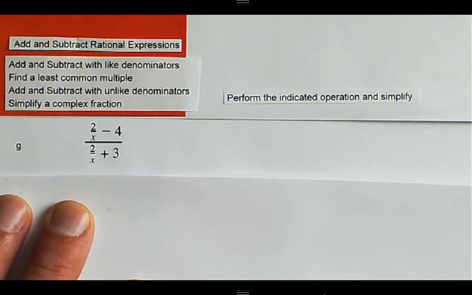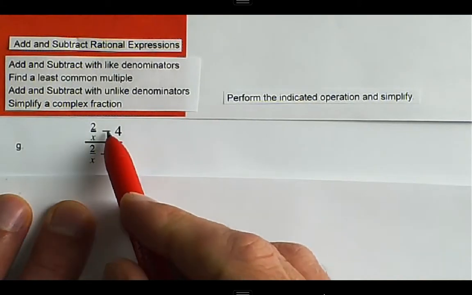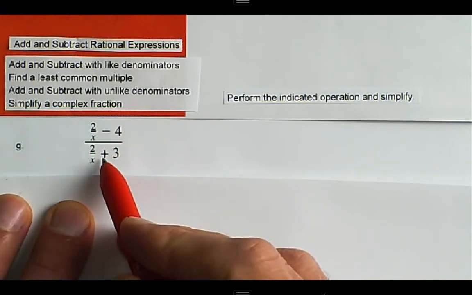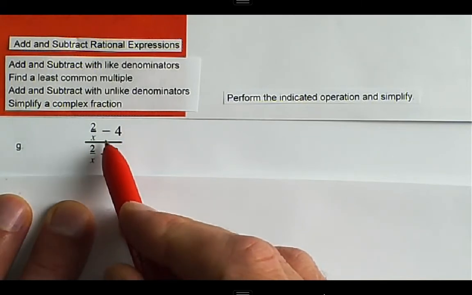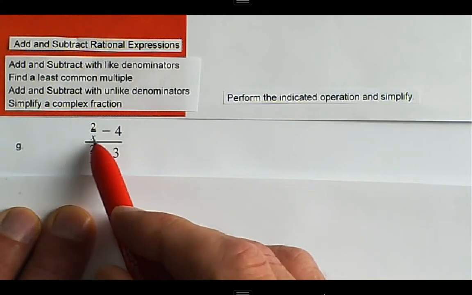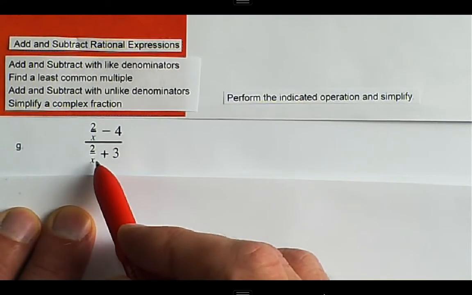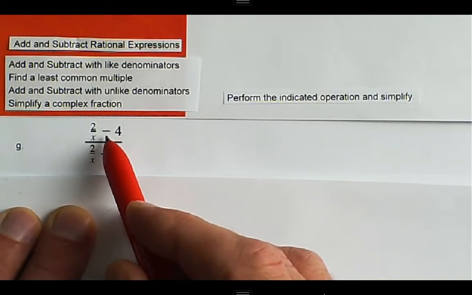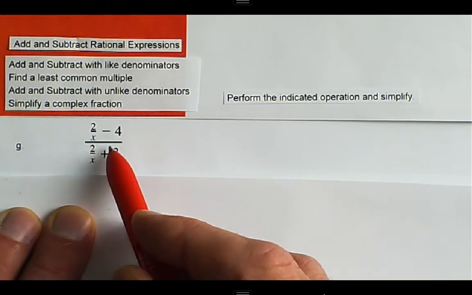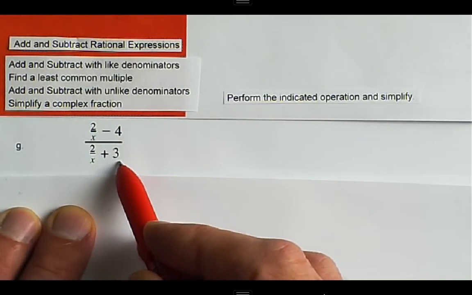We want to add and subtract rational expressions, and we want to use that process in order to simplify complex fractions. In order to do that, we see that we have a minus sign in the numerator and a plus sign in the denominator, and we have different denominators. We have x and 1 in the numerator, and in the denominator we have x and 1.